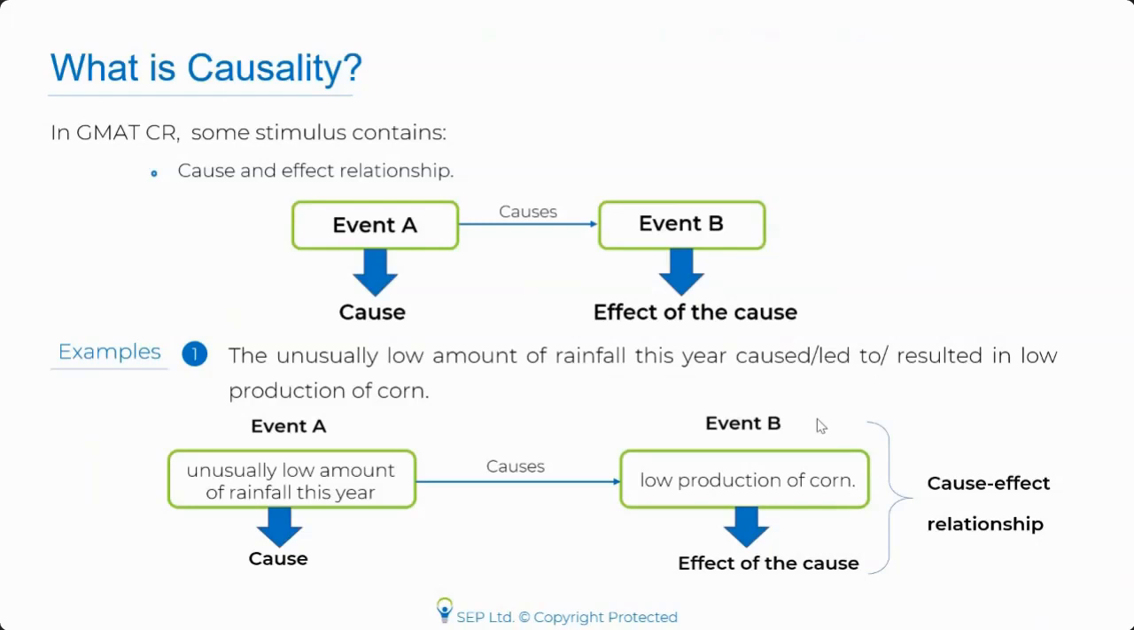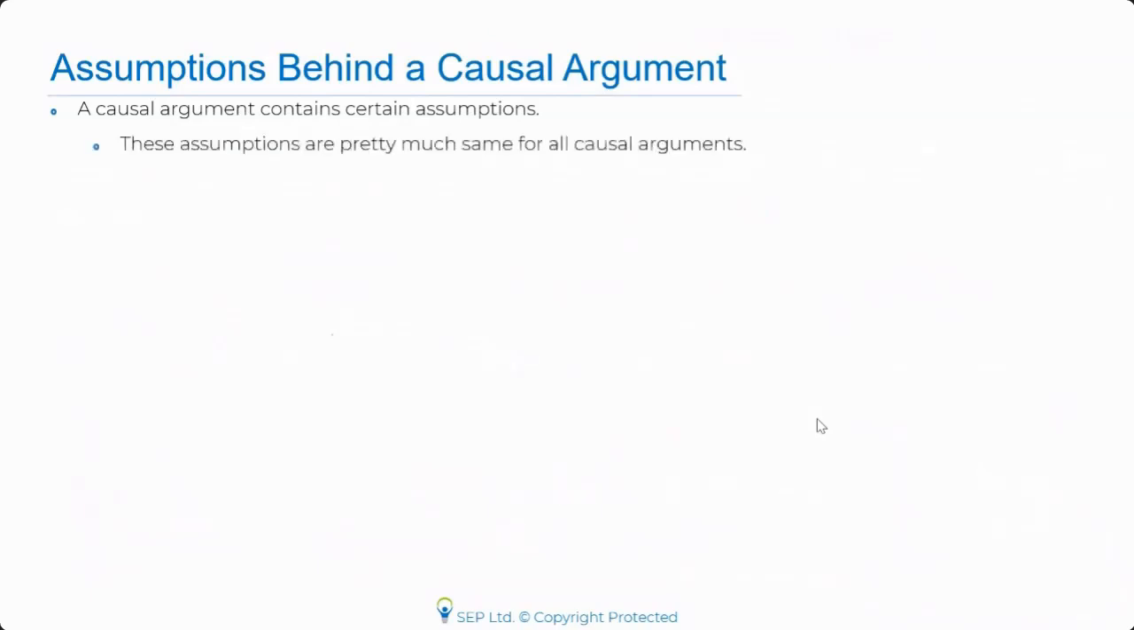Okay. If there is a cause and effect relationship only in the premise, it does not become a causal argument. So we have a lot of articles on causal arguments if you'd care to look it up in our blog. All right. Right now, what we'll need to do is quickly establish what are the basic assumptions made in a causal argument. Pay close attention. Like all CR arguments, a causal argument also contains certain assumptions. But the good thing about this is that these assumptions are same for all causal arguments. Okay. So in other CR questions, you have different assumptions, but in a causal argument, the assumptions are all same. Okay. So let's see what are these assumptions.